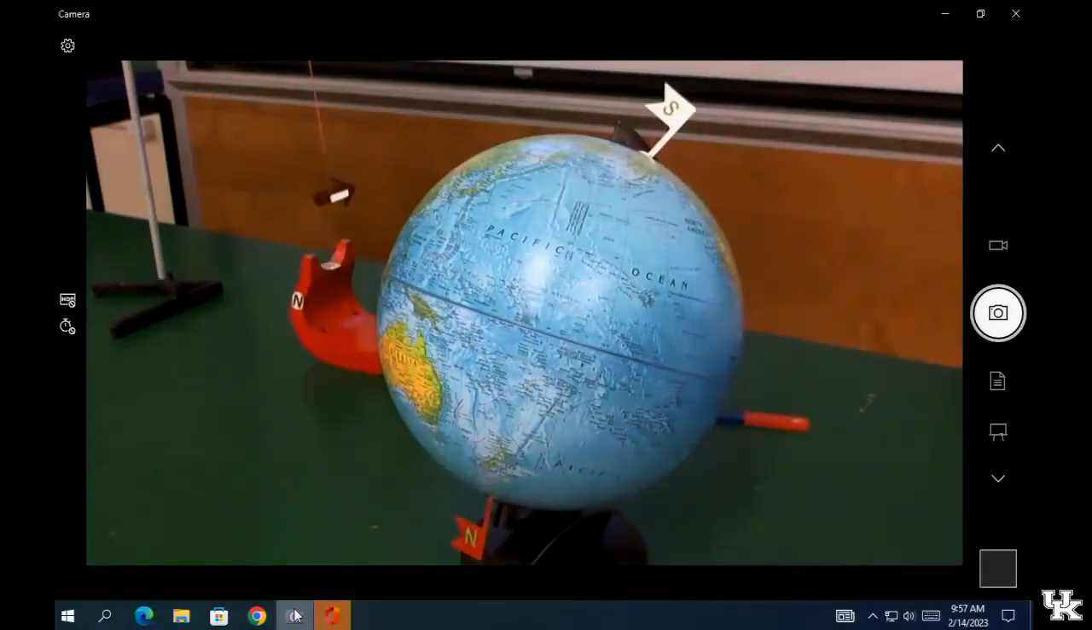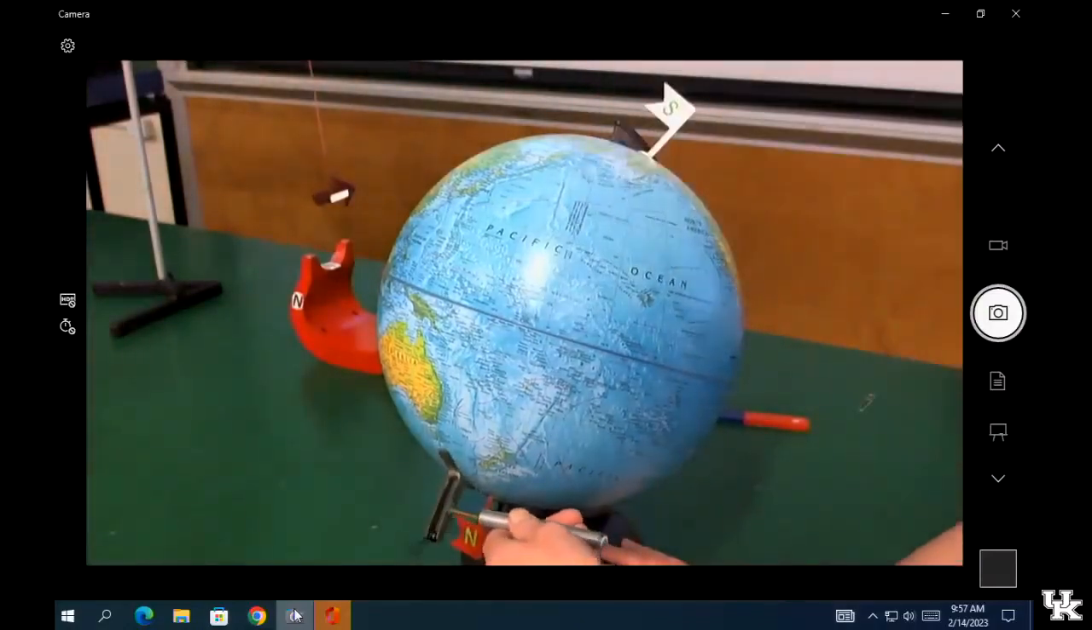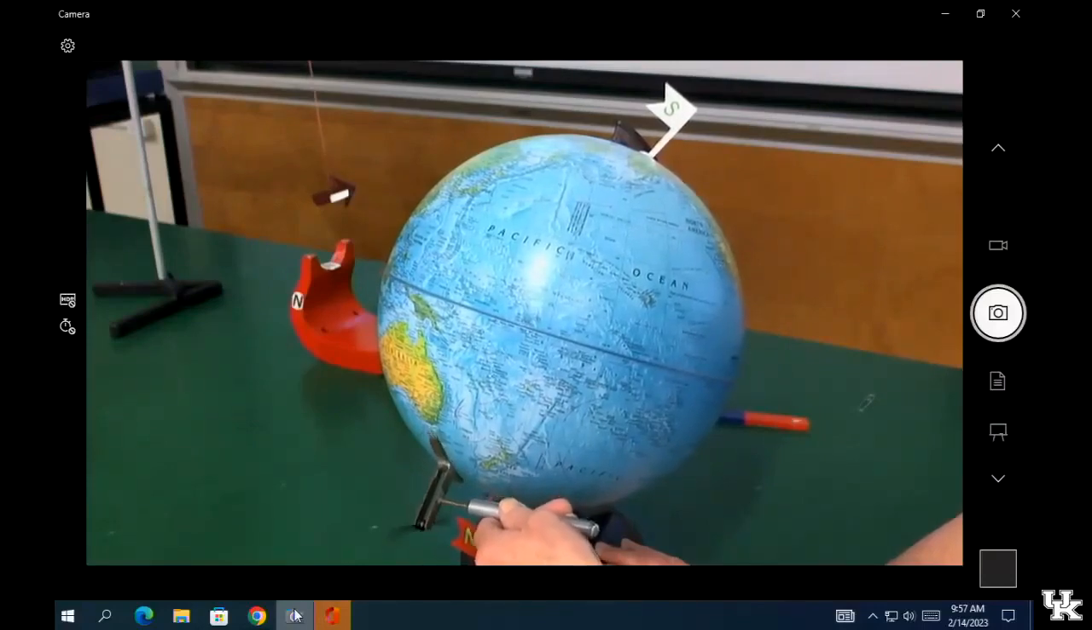So let me put this little compass needle down here. And what you see is that it's pointing in the direction of the field lines, and it's sort of pointing out of the Earth. So this is where the field is coming out of the Earth.